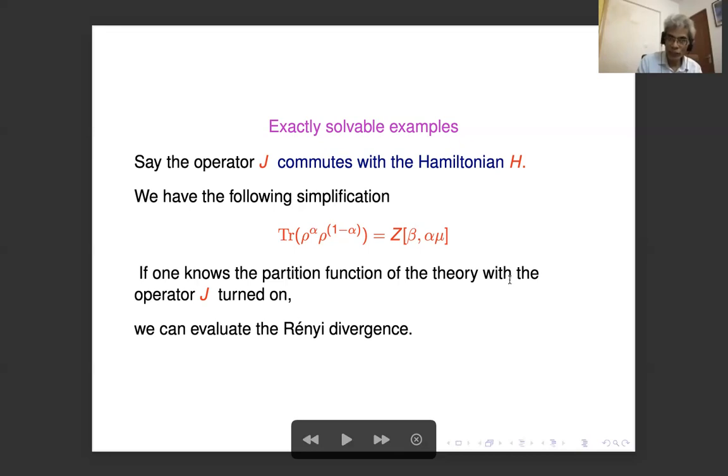So thus, if you know the path integral with the operator J turned on, all you have to do is scale mu, and then we can evaluate the Rényi divergence. This happens when J commutes with the Hamiltonian, so that we can put them together. This is rho prime, I shouldn't have written it like that. It's rho to the alpha, rho prime to the 1 minus alpha. Rho prime is the deformed rho. So then you can do that. So there are models like that actually.